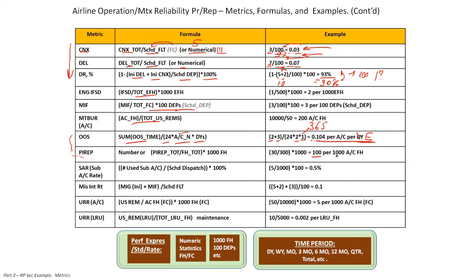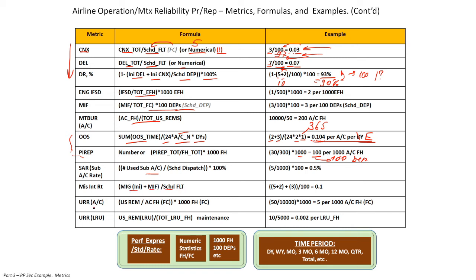Same story here. Let's say 1,000 flight hours. Or we are saying no, we are using 100 departures. So a completely different meaning. We have to always ask this question: per what? Substitute aircraft, again not spending too much time, self-explanatory. Mission interruption rate has added some limitations again.